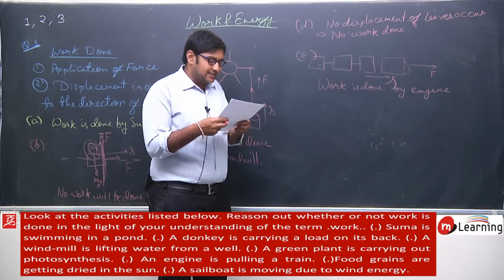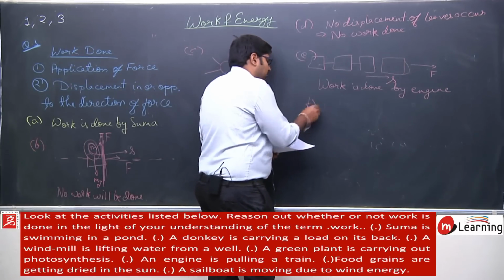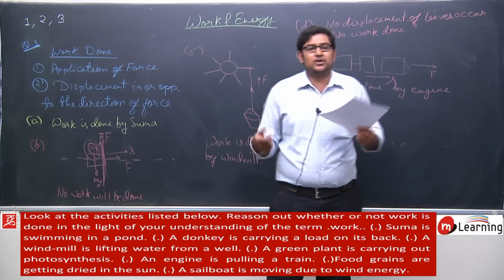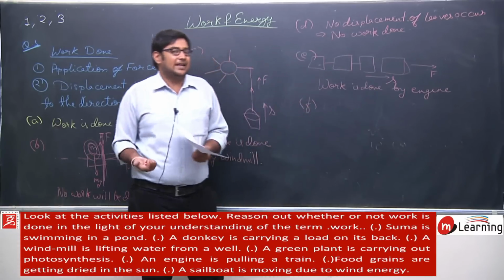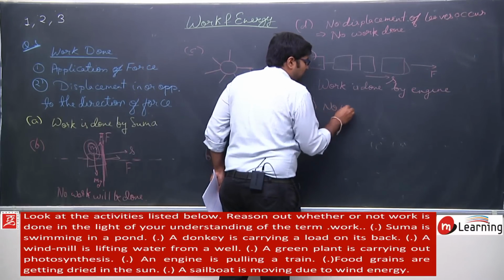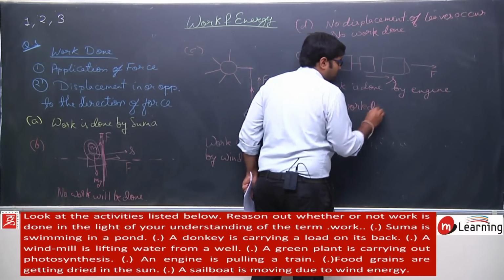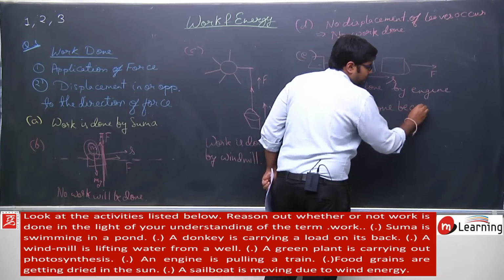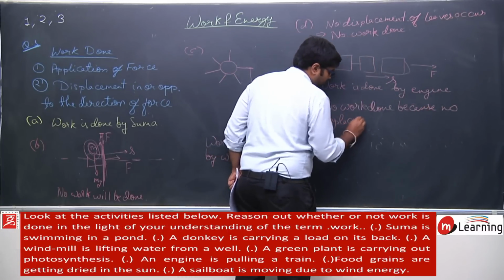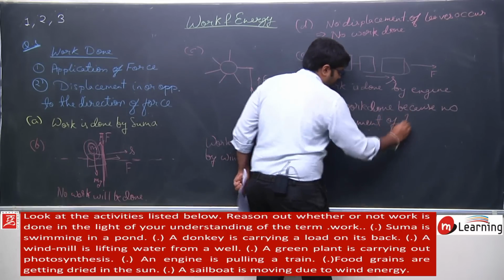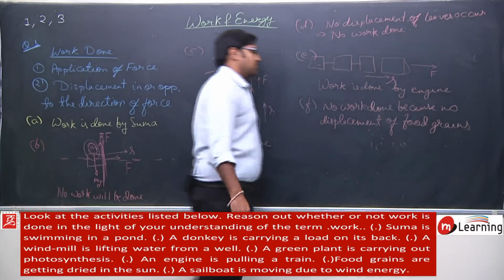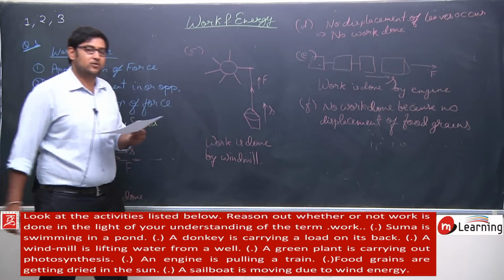Now the next one, food grains are getting dried in the sun. When you are drying the food grains, does it happen that food grains move here and there? No, food grains are kept at a position. Even though we are drying them, there is no displacement, hence we will say no work is done, because there is no displacement of food grains.